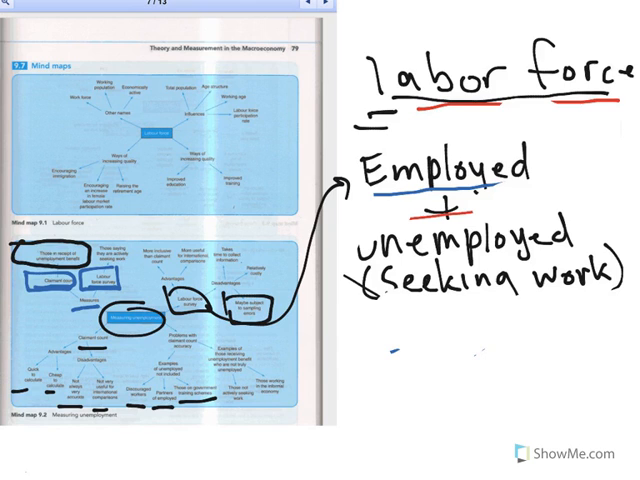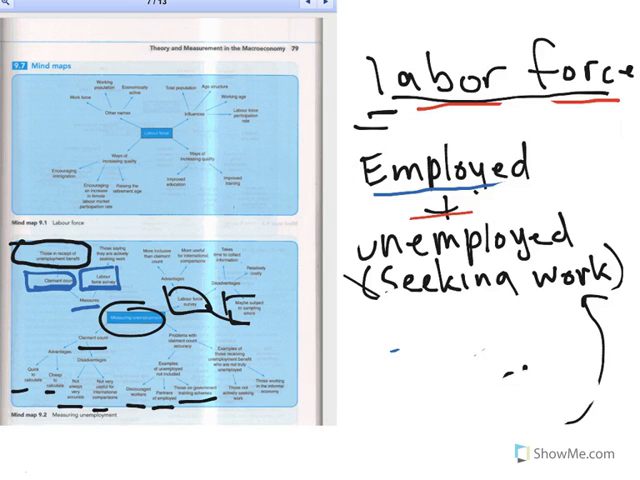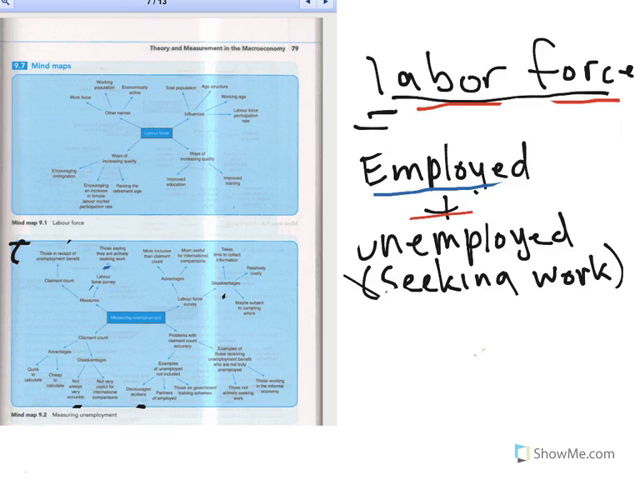Even the labor force, employed plus unemployed, doesn't count discouraged workers, who are neither employed nor seeking work. So they don't count towards the labor force. So this is the basic measure that we use to measure unemployment, but it has its pluses and its minuses.